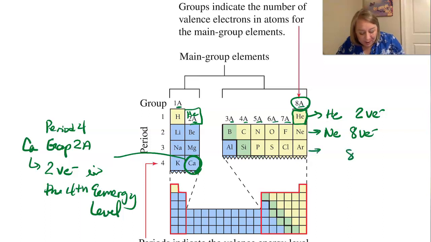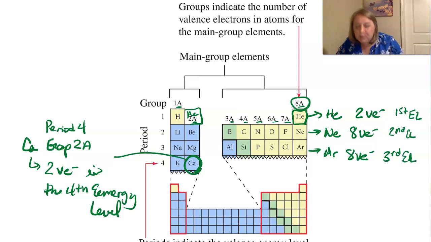Argon has 8 valence electrons, right? What else can we say about these elements? We can say helium's 2 valence electrons are in the first energy level. I'm just going to abbreviate that EL, energy level. Neon's are in the second energy level. Argon's are in the third energy level, right? So in that last row you have your noble gases.